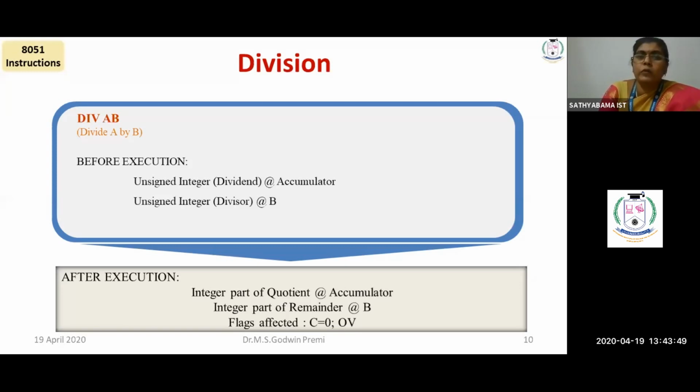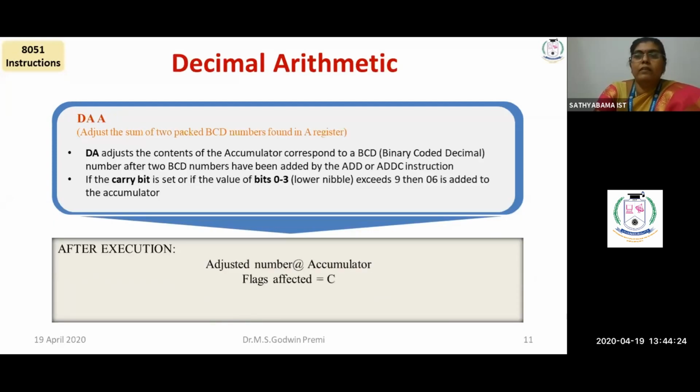So after executing this instruction, DIV AB, the dividend is divided by the divisor. So we will be getting a quotient and remainder. The quotient will be stored in the accumulator. So the integer part of the quotient will be stored in the accumulator and the integer part of the remainder will be stored in the B register. So just like the multiplication operation, here the flag affected will be the overflow flag and the carry flag will be set to 0. So multiplication and division are almost the same, only the difference is in the operation.